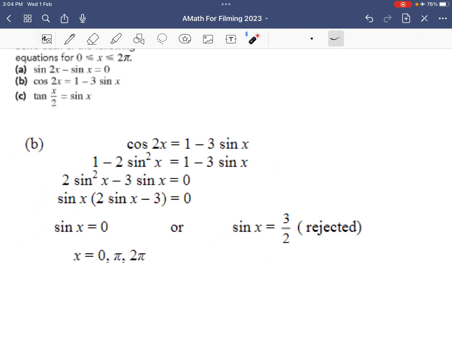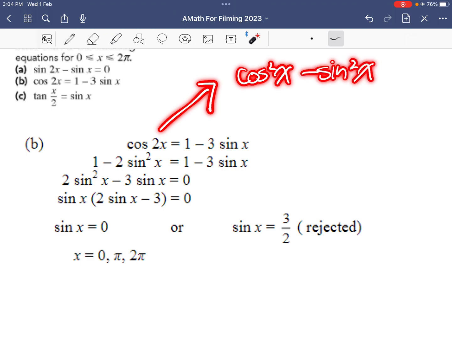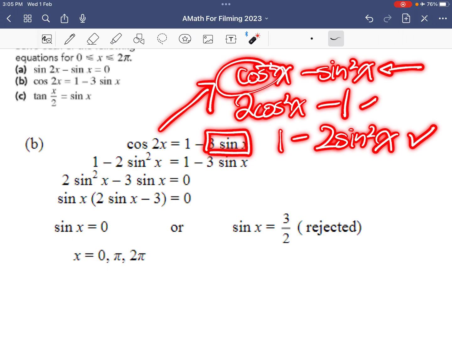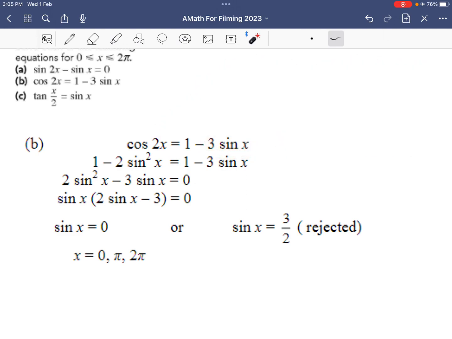For part B itself, cosine of 2x equals to 1 minus 3 sine x. So again, cosine of 2x, there are 3 pathways you can choose. Cosine square x minus sine square x, 2 cosine square x minus 1, or 1 minus 2 sine square x. To me, I will choose the third option because on my right hand side, I see the 3 sine x. So choosing the first option is bad because of the cosine square x. Choosing the second option is even worse because this one has no sine x. So I use the third option.